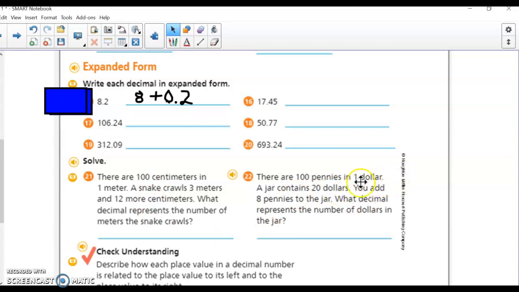There are 100 pennies in $1. A jar contains $20. You add 8 pennies to that jar. What decimal represents the number of dollars in the jar? Be careful with this one. See if you can get that one right.